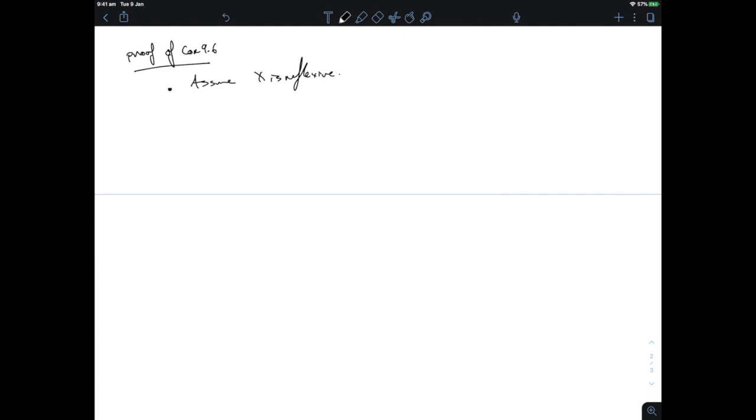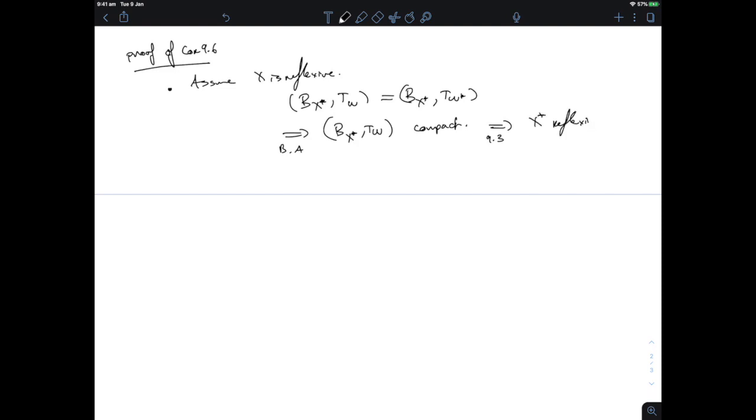Okay, so what does that give us? That gives us that the unit ball of the dual with the weak topology is the same as the unit ball of the dual with the weak star topology. Weak and weak star topology can be identified when X can be identified with its bi-dual, so almost by definition. And now by Banach-Alaoglu, this implies that the unit ball of the dual with its weak topology is compact. Okay, but then theorem 9.3 exactly guarantees that this implies that X star is reflexive.